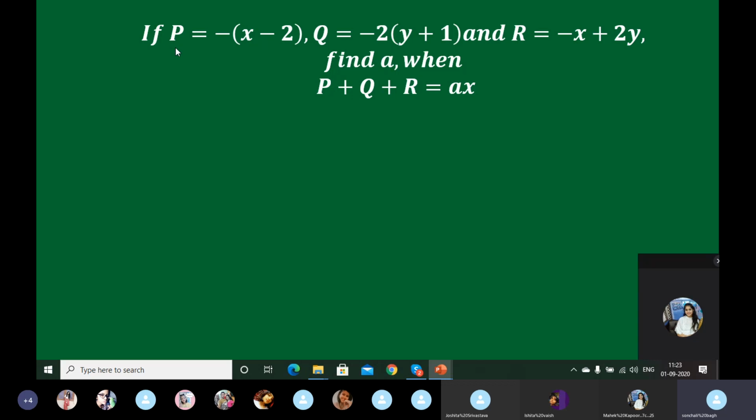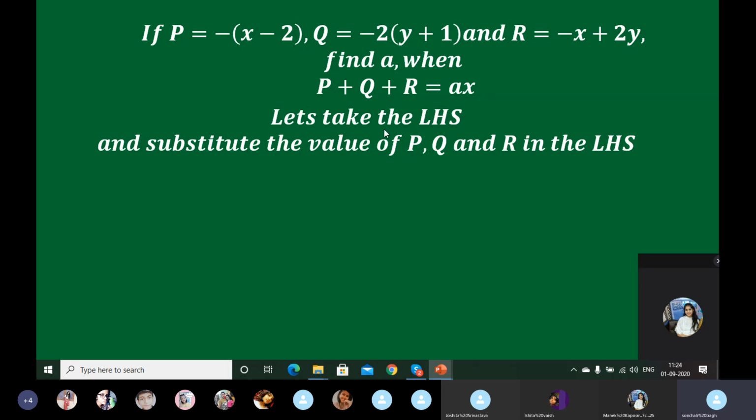See, the question says if p is equal to minus bracket x minus 2, plus q is equal to minus 2 bracket y plus 1, and r is equal to minus x plus 2y, you have to find a. You have to find a when the condition given is p plus q plus r is equal to ax. For this type of question, we break it into LHS and RHS. So we will first take the LHS. The LHS part is p plus q plus r. So we will substitute the values of p, q and r which are given in the question into the LHS.